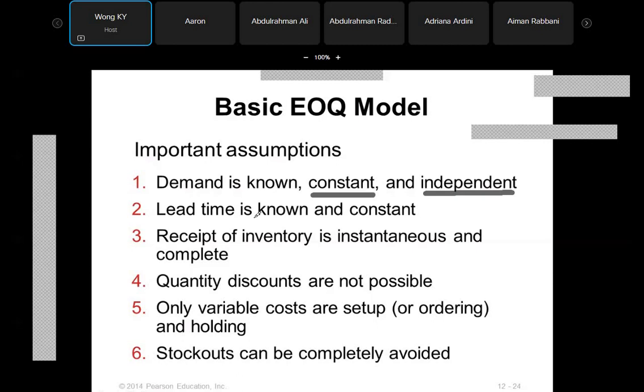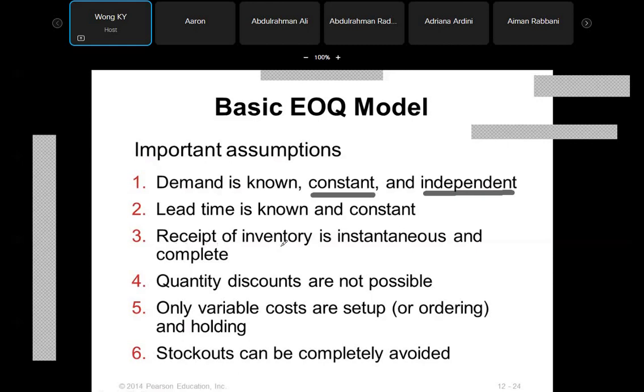So inventory lead time means the time from the moment we place an order on the inventory until the order is received, or when the order arrives. That duration is known as the lead time. So lead time is known, meaning it's given and has to be constant.